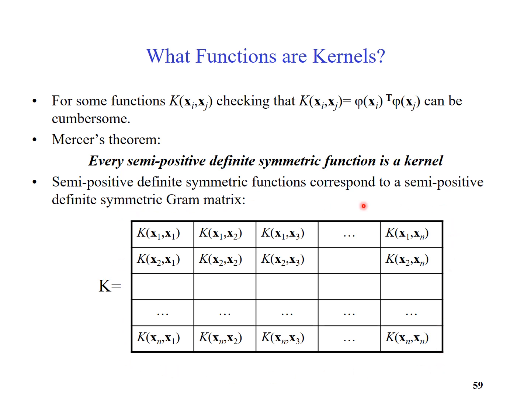When you define the kernel as a two-dimensional matrix like this, it should be a symmetric positive semi-definite Gram matrix. I won't go into detail on this. So if you represent the kernel as a two-dimensional matrix, then this matrix should satisfy the symmetric positive semi-definite Gram matrix condition. Then you can use it as a kernel function.